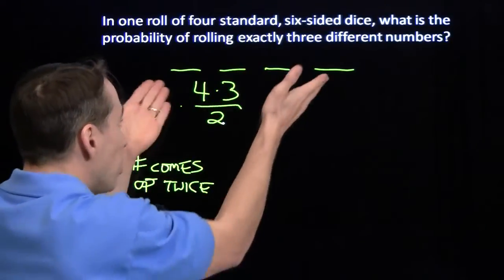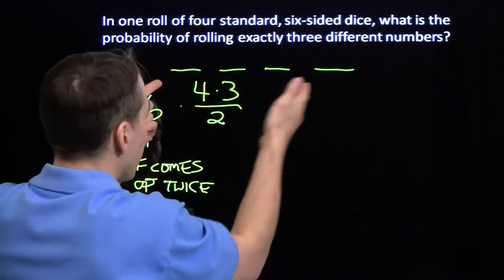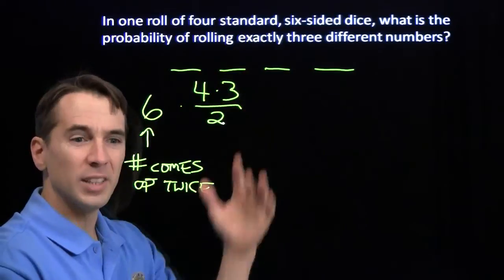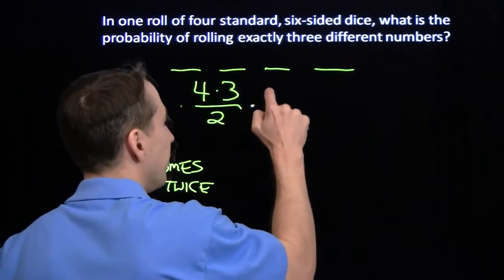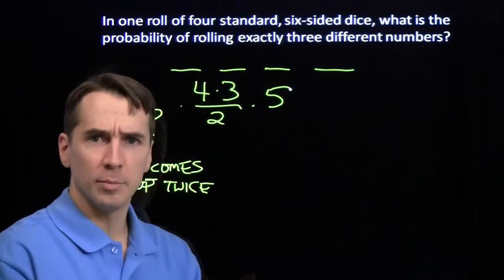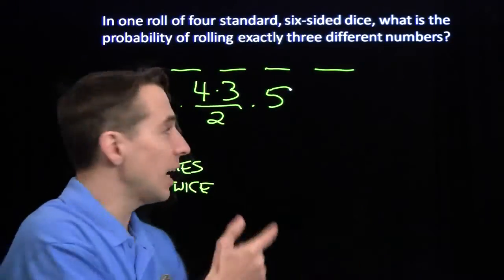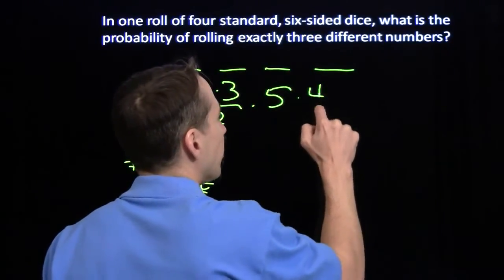Well, now once I put in the number that comes up twice, well, I have 2 slots left, and they have to get different numbers. I've already used up 1 number, so I have 5 numbers left for the next empty slot, and then I have 1 empty slot left, and I have 4 numbers left to put in there.